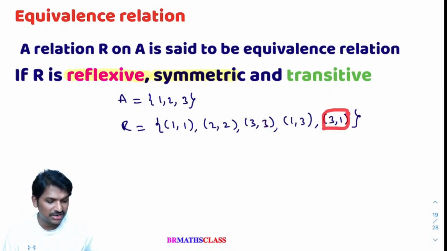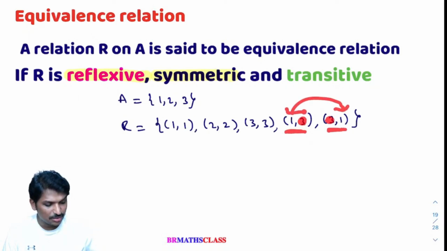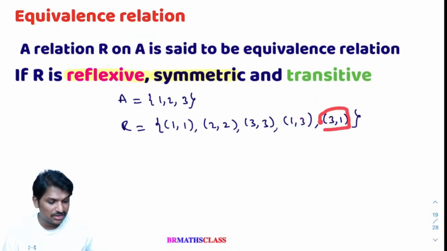Look here, 3 comma 1 belongs to this relation. Now you come to this one. This ends with 3. Any other relation starts with 3? Yes, this starts with 3: 1 comma 3, 3 comma 1. What is x comma z? X comma z is 1 comma 1. Is 1 comma 1 there in this relation? Yes, it is there.